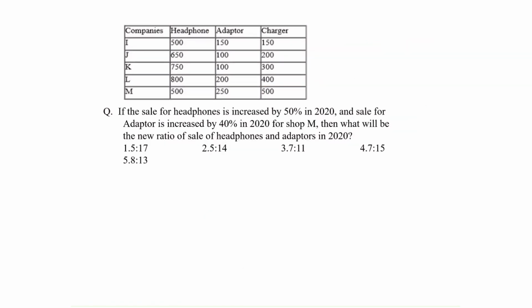If the sale for headphones is increased by 50% in 2020 and adapters is increased by 40% in 2020 for short term, then what will be the new ratio of sale of headphones and adapters in 2020? So headphones have a 50% increase. So company M headphones 500, so they will become 150% of 500. Adapters of company M increased by 40%. So 140% of adapters of company M is 450.